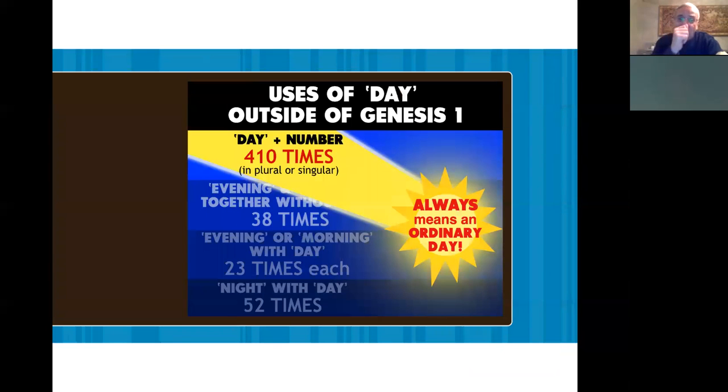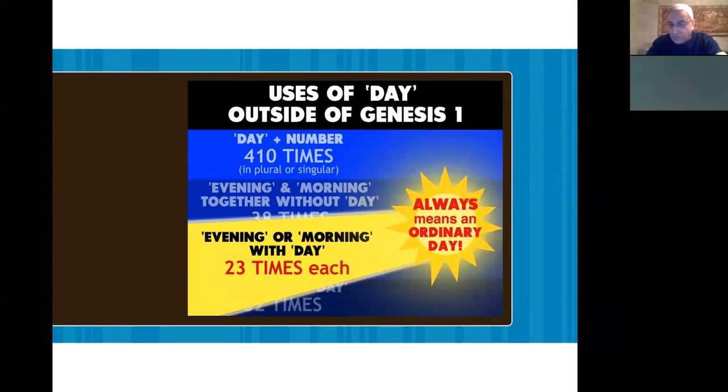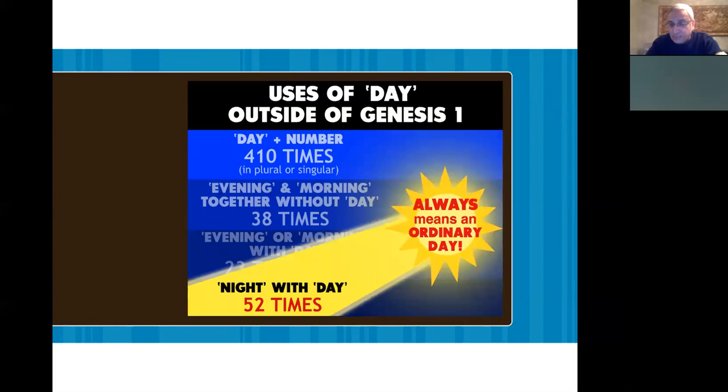Right. Okay, uses of the word day outside Genesis. The word day was mentioned more than 2,000 times in the Bible, in the Old Testament, and it always means a 24-hour day. So 410 of them were day plus a number. There is no evening and morning, but there is a number: day one, day two, day three. Evening and morning, together with the day, was mentioned 38 times. Evening or morning with the day, 23 times. And in all these situations, it means 24-hour days.